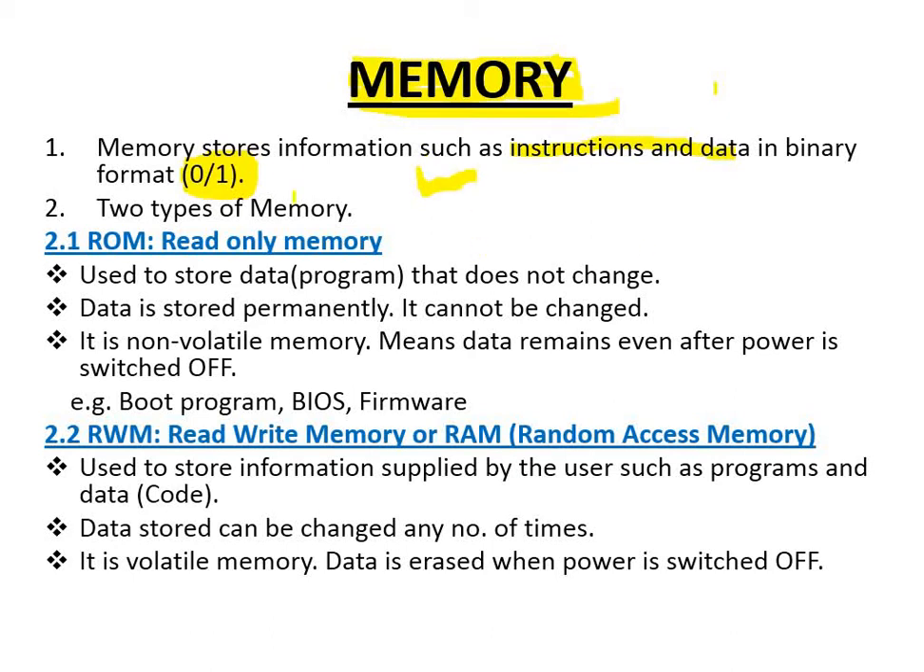Broadly, we are classifying memory into two types. One is read only memory, and the second is read write memory, or random access memory. Read only memory is a memory in which the data is stored permanently. The data is not changed. You cannot change the data of the ROM. Once you have written any data in the ROM, it will remain there forever. You are unable to change the data again and again. Here the programs and data are stored permanently and cannot be changed.